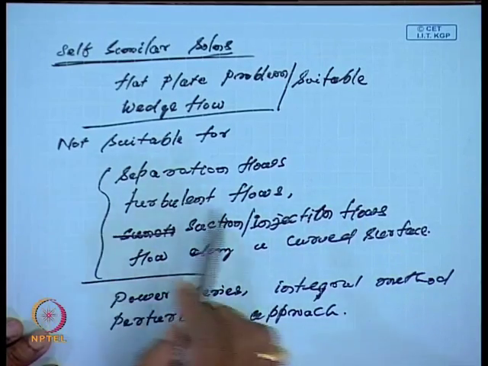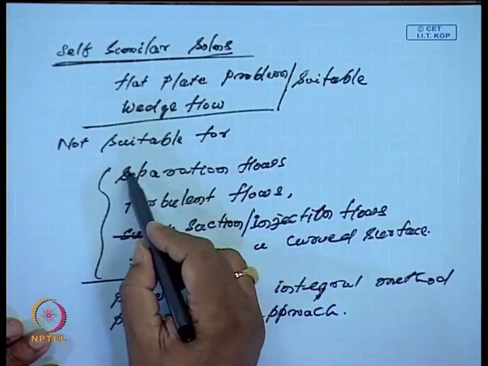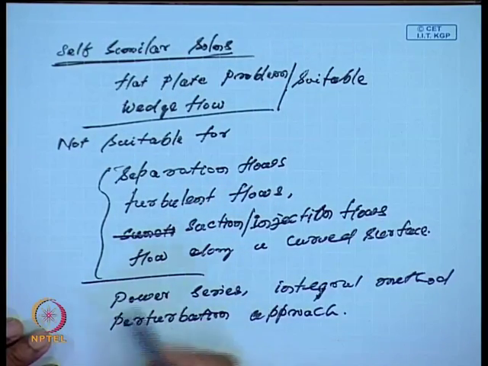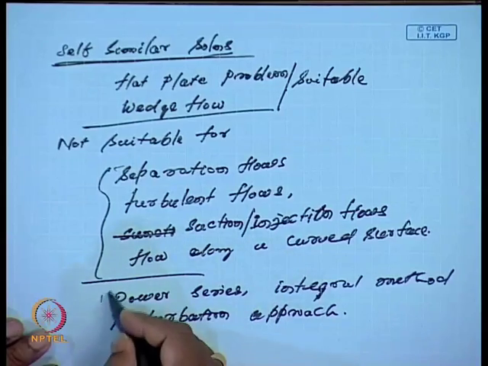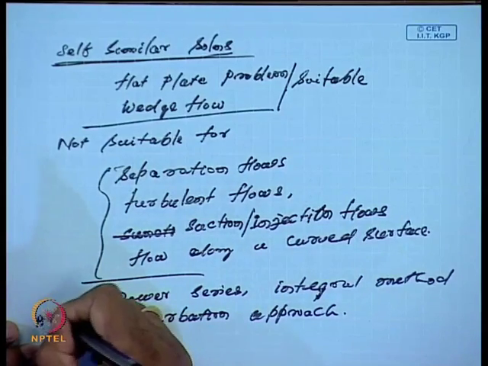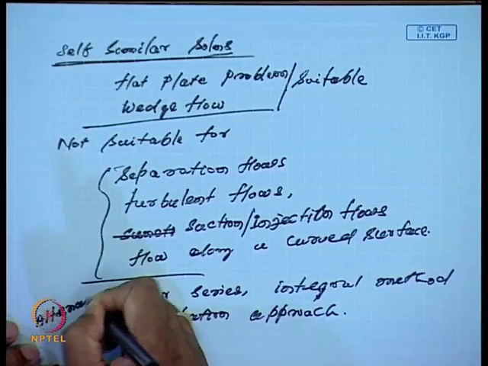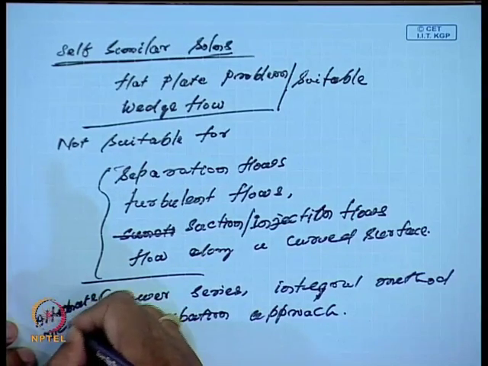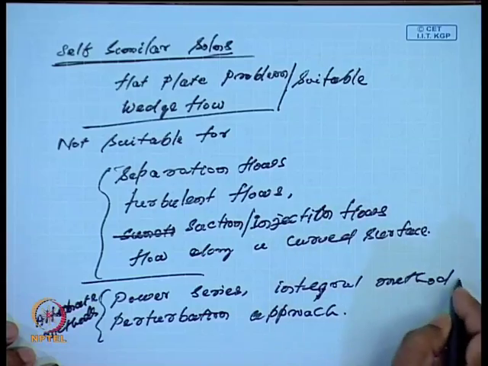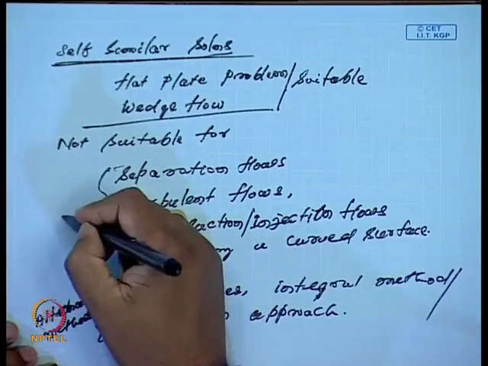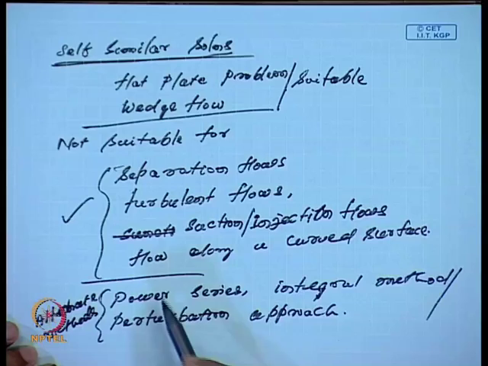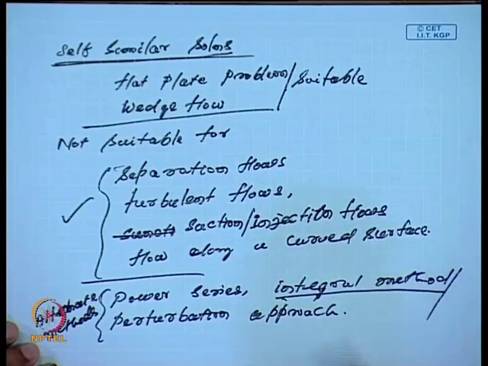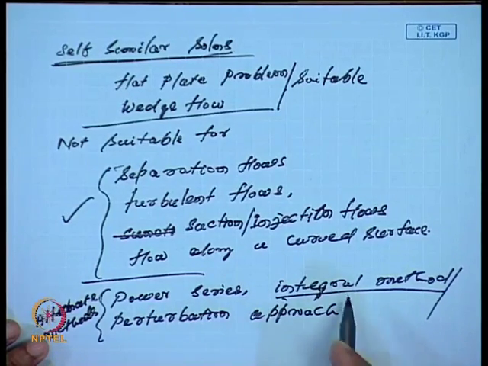So, self-similar solution is only suitable for the former class, but not suitable for this class of problems, and in this case we always go for the power series method and alternate methods. These are the methods we apply for the class of problems for which the self-similar solution approach is not applicable. And here the integral method becomes one of the robust methods to deal with a more general class of problems.